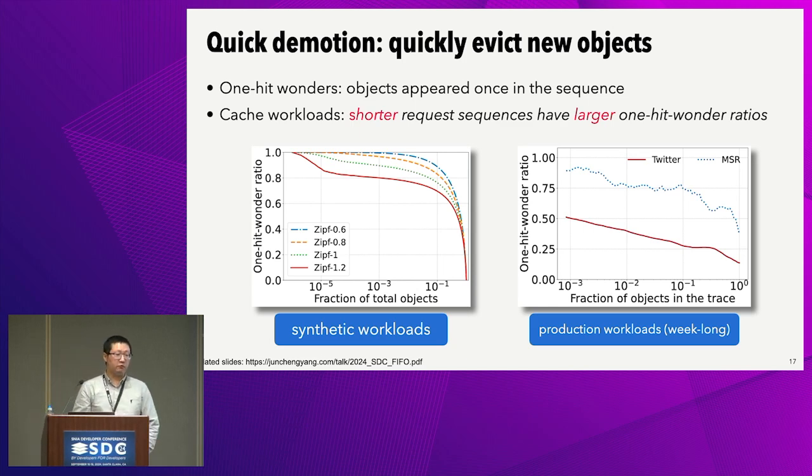So you may wonder, why do we care about shorter request sequences? We care about shorter request sequences because a cache cannot see the full request sequence. It can't see the full week-long request sequence. So it has to make eviction decisions after it sees a shorter request sequence. That's why we care about shorter request sequences.